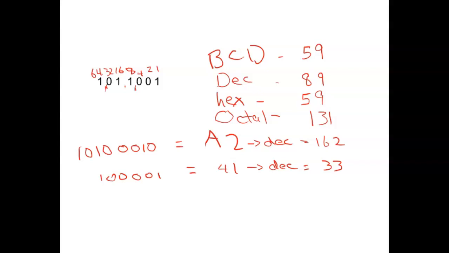So that's it for the conversions. It's really pretty easy. Going to decimal and back and forth to decimal is kind of a brute force method, and you just have to sort of do it.